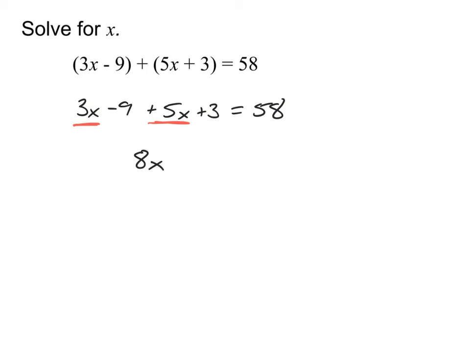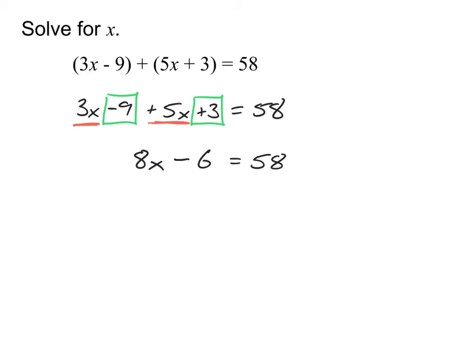All right, now I look at my numbers without x's. I see that I have a -9 and I have a +3. So I'm going to be doing -9 plus 3. And -9 plus 3 is a -6. So I'm going to write it as -6, and it still equals the same 58.